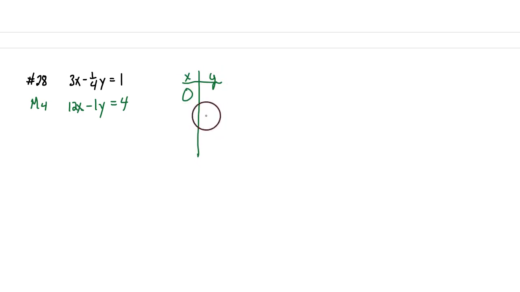We're going to use 0 for x. Later on, we'll use 0 for y. So 12 times 0 minus 1y, or that's just a y, equals 4. 12 times 0 is just 0. So this is really just negative y equals 4. So y has to be negative 4. That number is called the y-intercept.